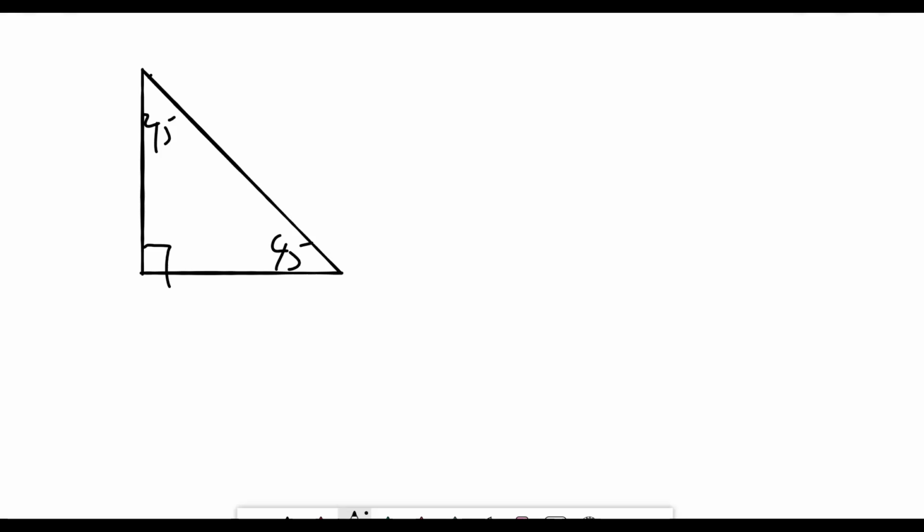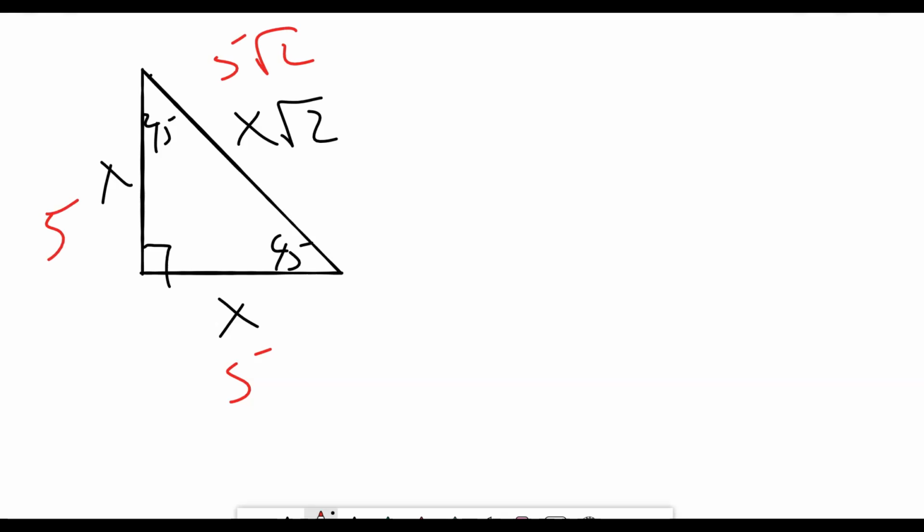Okay, so what we learned in a 45-45-90 triangle was that this side and this side were the same. Whatever they were, those ones were going to be the same. And then this would be whatever that side is times the square root of 2. So if I told you this side was 5, then this side is 5, and this side would be 5 times the square root of 2. Okay? All right, so erase those numbers out.